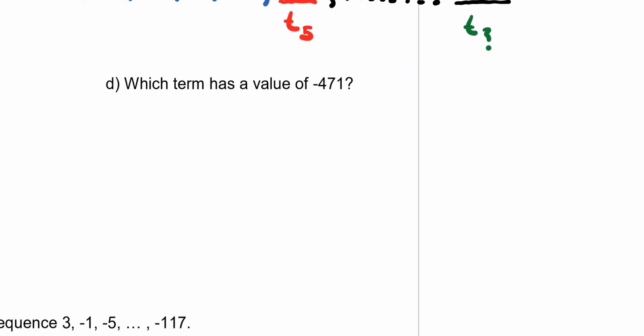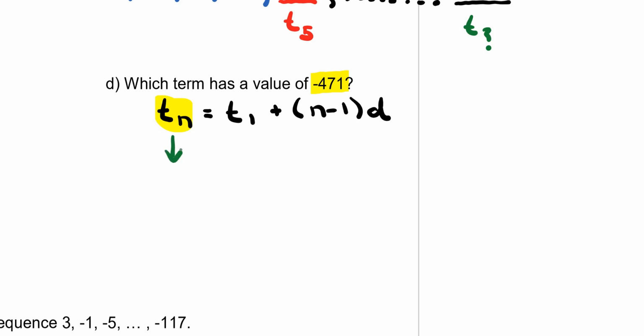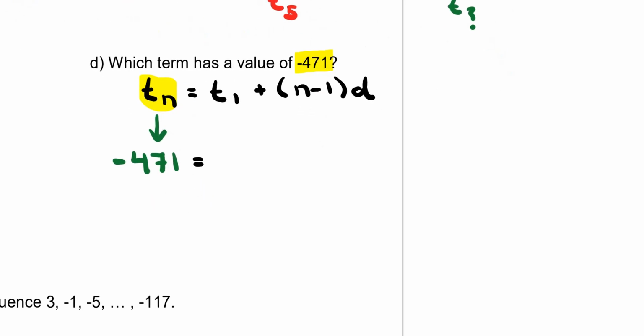For that particular question, we can start off by using our formula, which is Tn equals T1 plus n minus 1 times the common difference D. We know that the term has a value of negative 471, and we can set that equal to our Tn. We can consider this maybe the last term in the sequence by making this negative 471. And then we make this equal to the first term, which is negative 21.